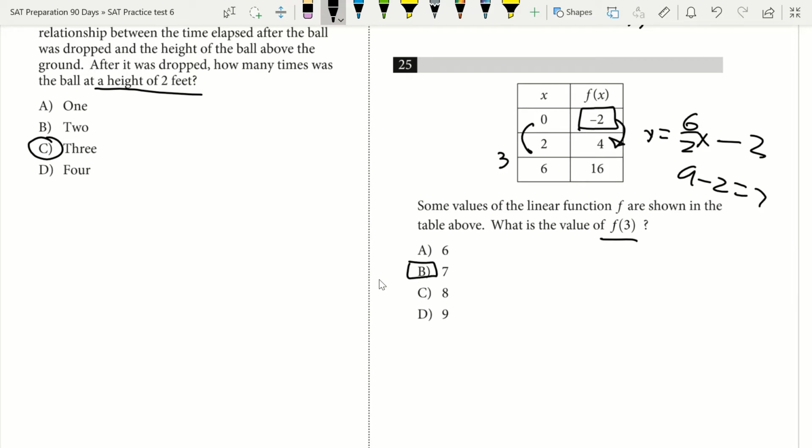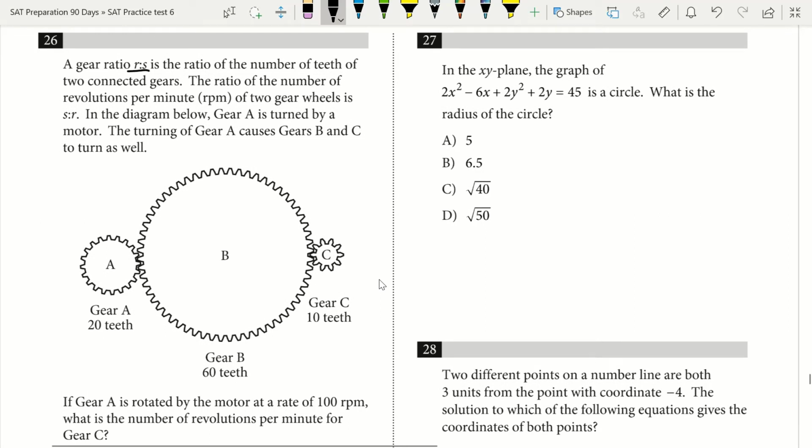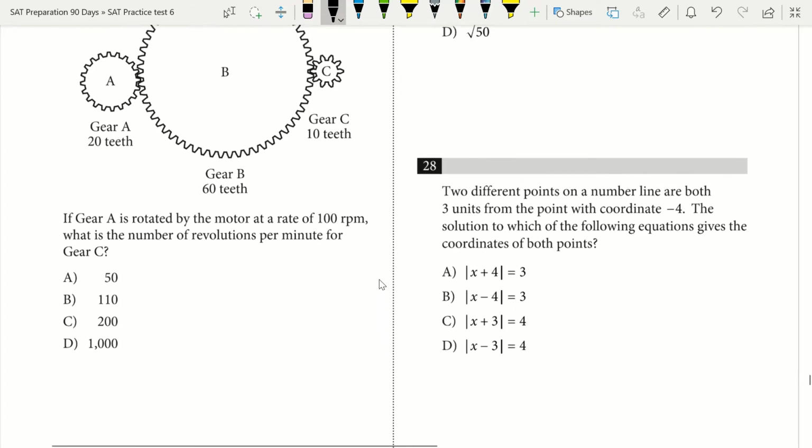All right, now I've got 26. I've got a gear ratio RS, the ratio of the number of teeth of 2 connected gears. The ratio of the number of RPMs of the 2 gear wheels is SR, which I see is the opposite of RS. In the diagram below, gear A is turned by the motor. Gear A causes B and C to turn as well. If gear A is rotated at a rate of 100 RPMs, what's the number of RPMs of gear C?